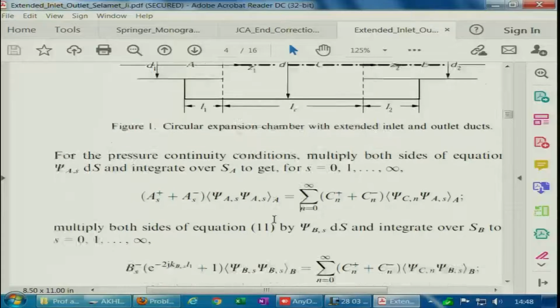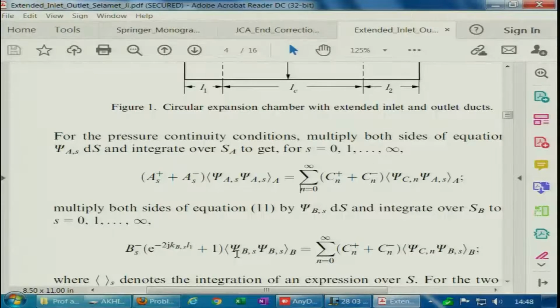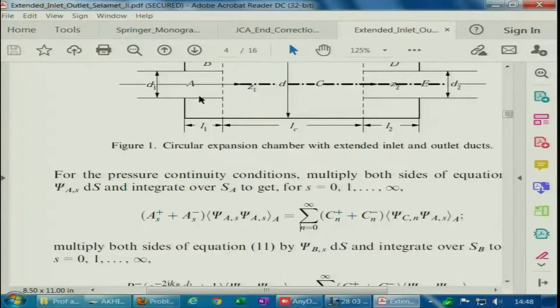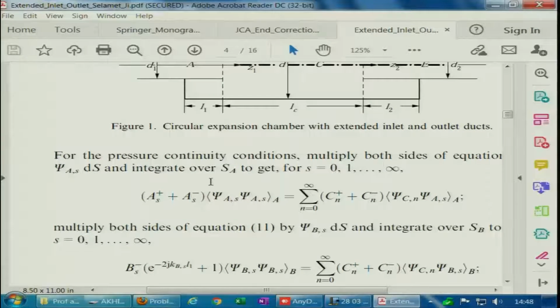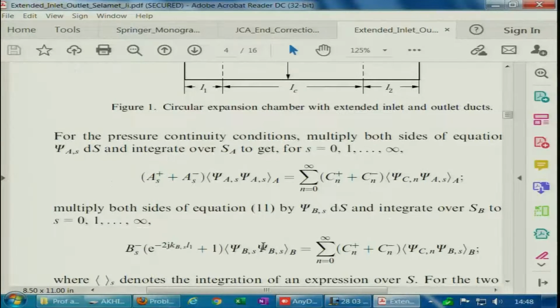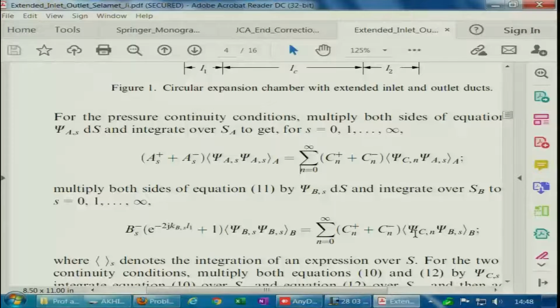When you integrate, when you multiply with the corresponding function, what I mean is that when you multiply by psi a and integrate over the port area, here things will be all right. Here you will have a lot of non-zero modes also, that is why you have the summation. And similarly, this is orthogonal over the annular region. So, you have your psi b s, this kind of thing, and again you have a summation.